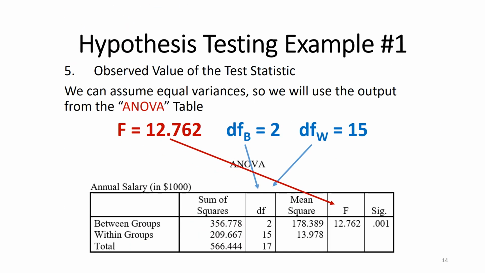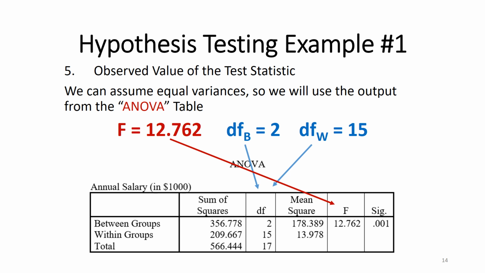Just like we did with the independent samples t-test, we want to find not just the observed value of the test statistic that we're reporting, we also need to report the associated degrees of freedom. You may recall from our previous lecture that for the ANOVA test, or for the F distribution, we now have two important degrees of freedom: the degrees of freedom between and the degrees of freedom within. Let's figure out where we can find all this on the ANOVA table.